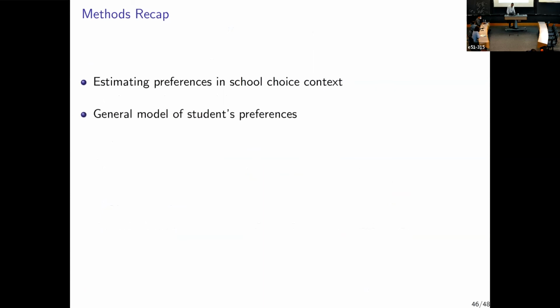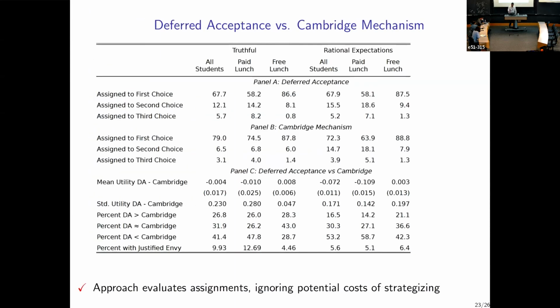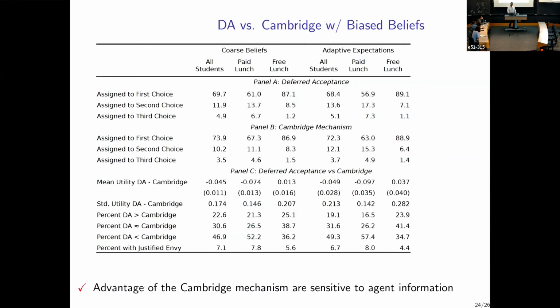Okay, so let me recap. I told you how to estimate preferences in a school choice context. We have a general model of student preferences, and the approach depends on the mechanism and the availability of the data. Oh, so I have until 4:55. I was rushing, sorry. So let me go back here. Good. Any questions about this?